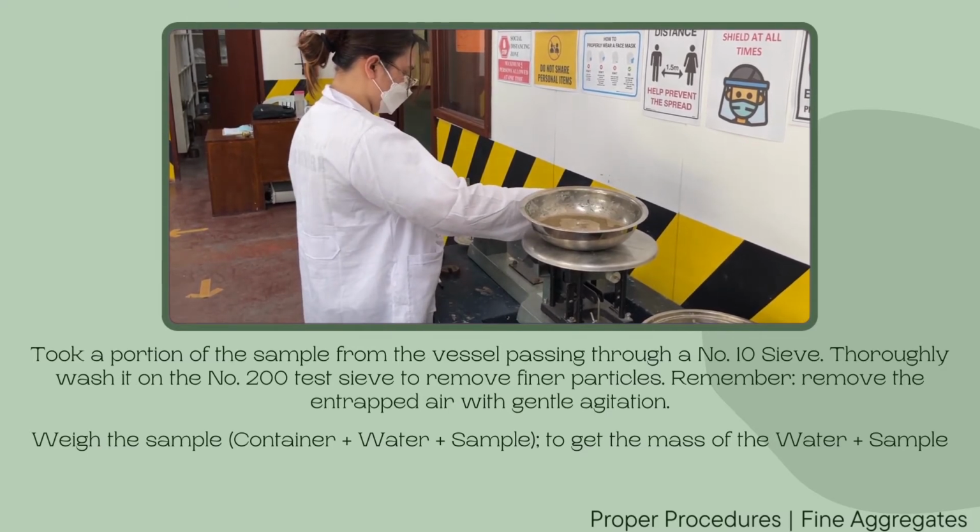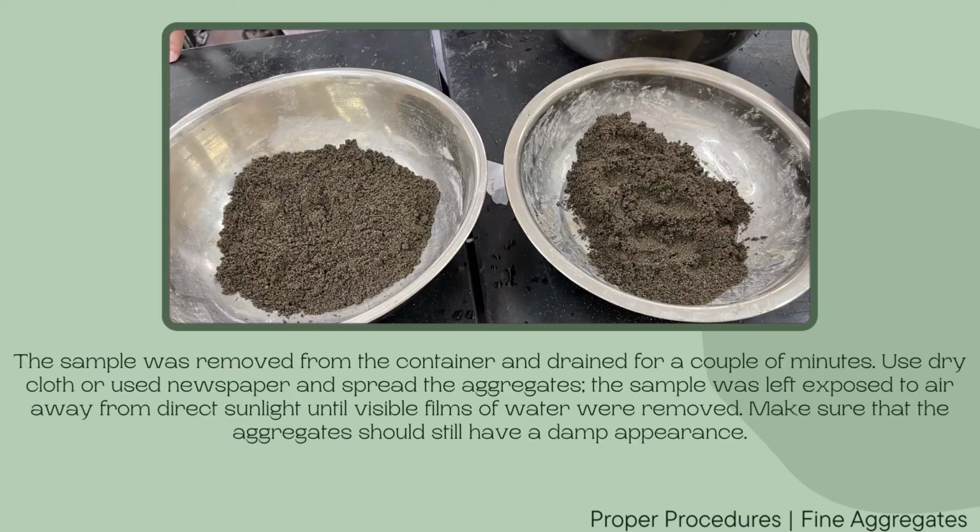Third, the sample was removed from the container and drained for a couple of minutes. Use dry cloth or used newspaper and spread the aggregates. The sample was left exposed to air away from direct sunlight until visible films of water were removed. Make sure that the aggregates should still have a damp appearance.